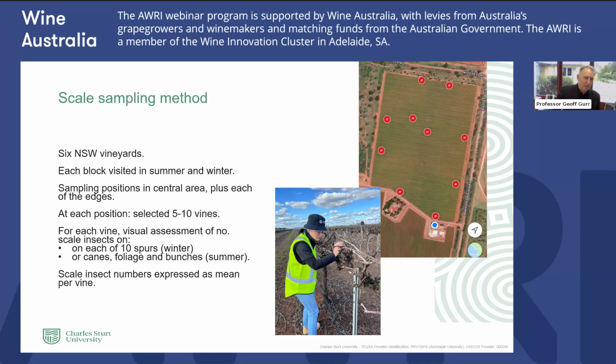And in the winter months, that focused on the spurs, and in the summer, of course, on the canes, including the foliage and the bunches. And ultimately, the numbers of insects that were counted there were expressed as mean per vine to allow aggregation and analysis of the data.